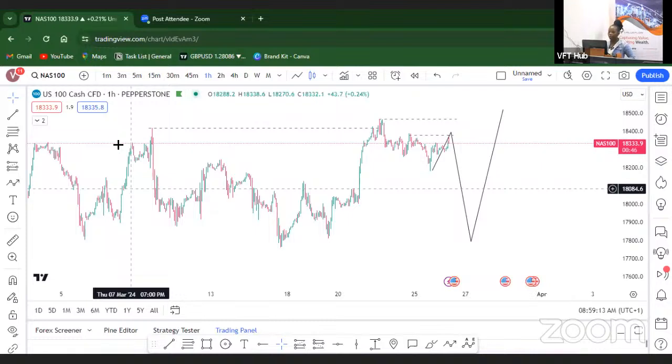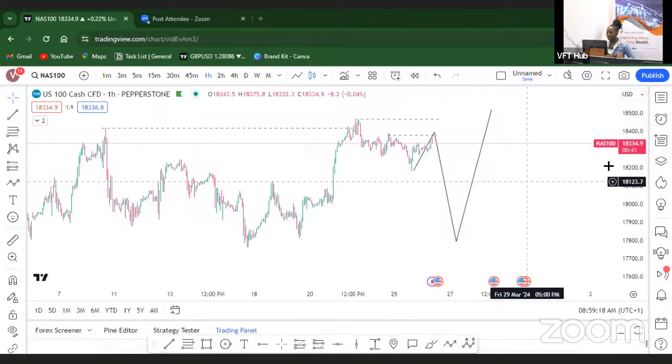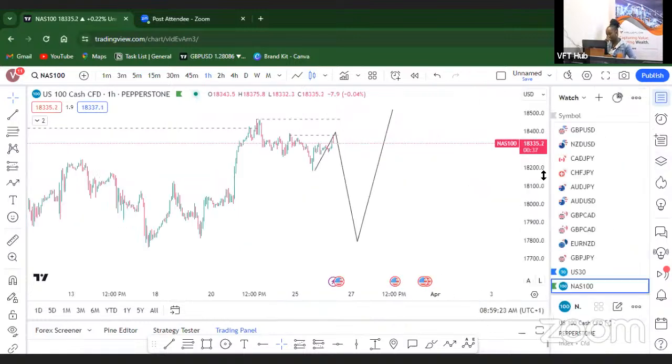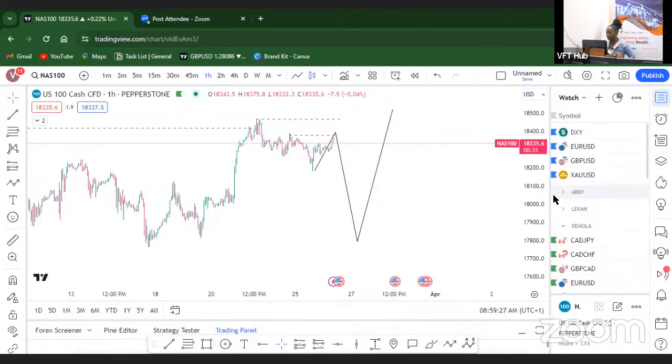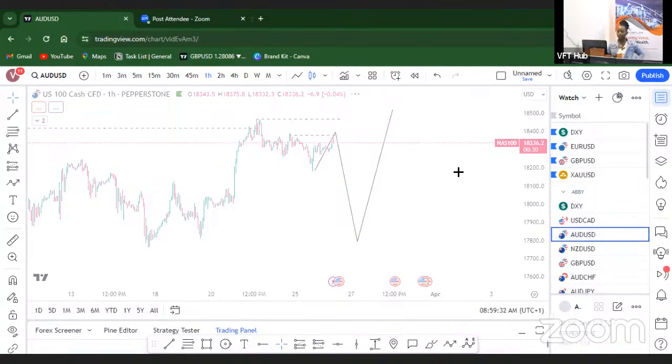Okay, we're back. All right. So I'm going to be quickly looking at AUD USD, NZD USD, and USD CAD, which are basically the commodity currency pairs. So starting off from the AUD USD.